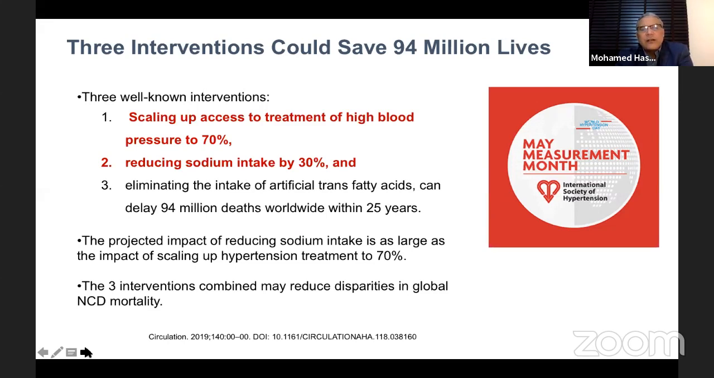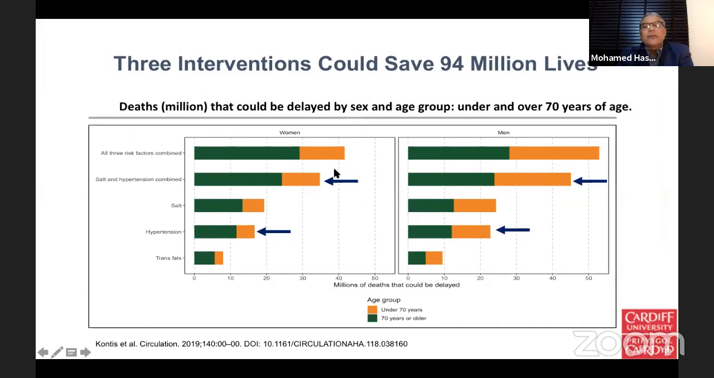Circulation published a very important study last year, looking into 3 interventions that can save 94 million lives globally. The first one is increasing the accessibility to antihypertensives up to 70% of those who have high blood pressure. The second is reducing the sodium intake by only 30%. And the third is eliminating intake of artificial trans fatty acids, and the 3 together within 25 years can save 94 million lives.